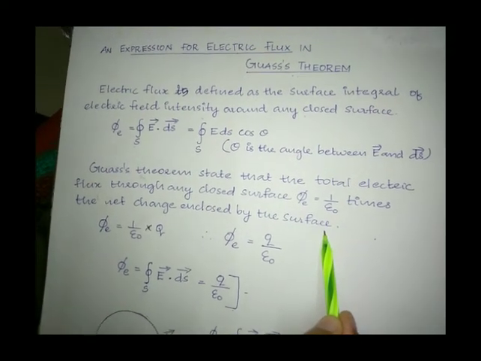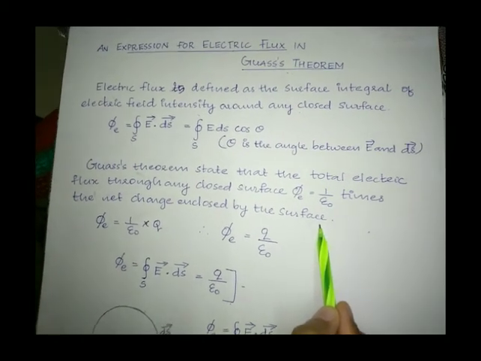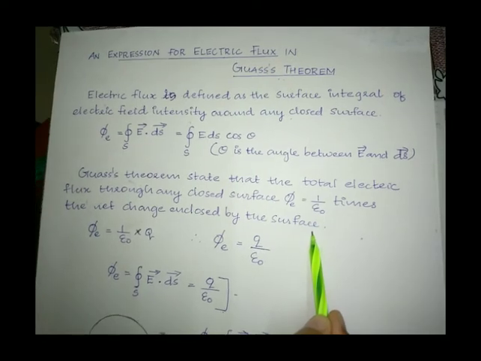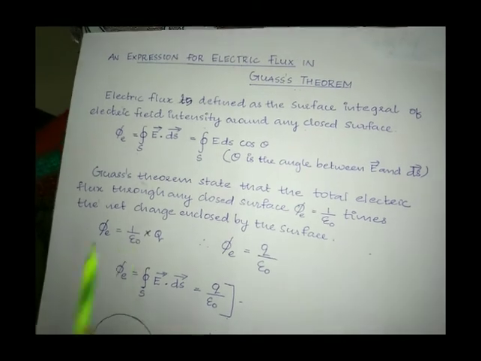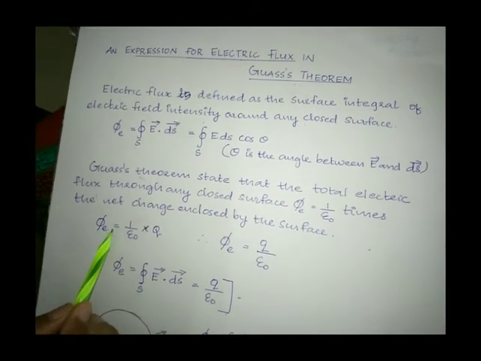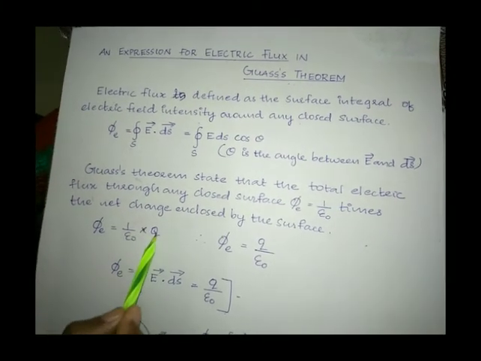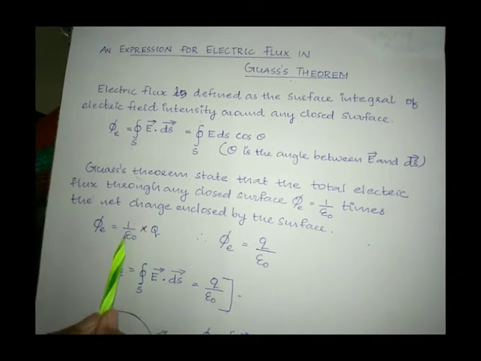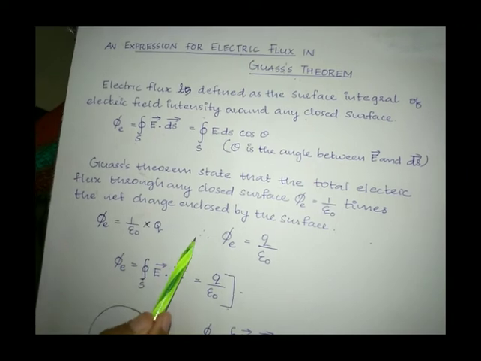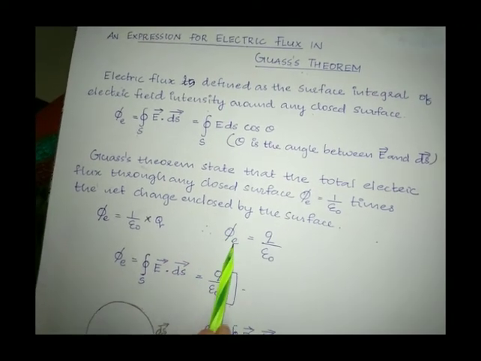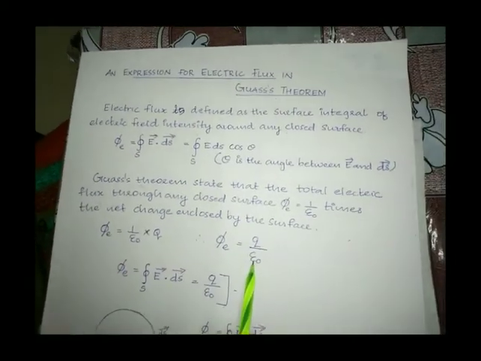So Gauss's theorem states that the total electric flux is equal to 1 by epsilon 0 times the net charge enclosed by the surface. Mathematically, electric flux is equal to 1 by epsilon 0 times the net charge enclosed by the surface. So we can derive that electric flux phi is equal to Q by epsilon 0.